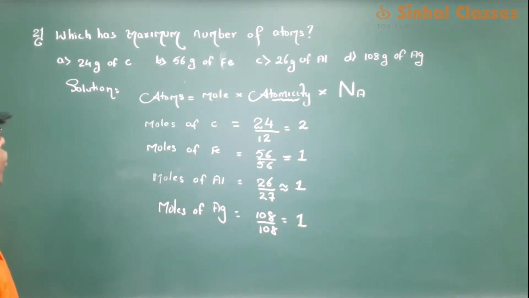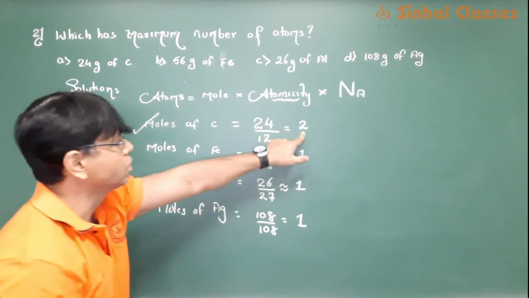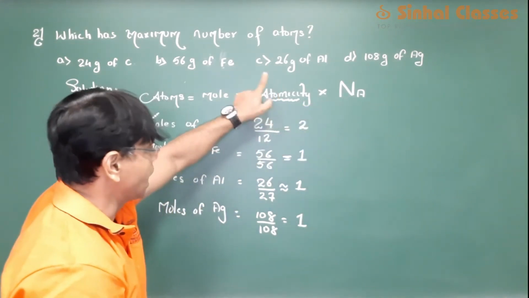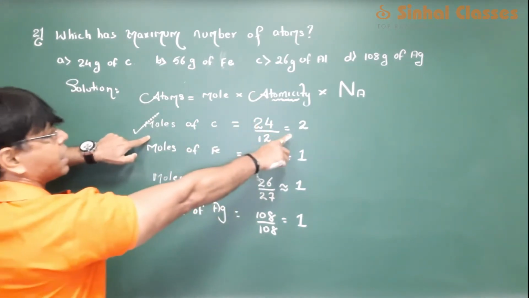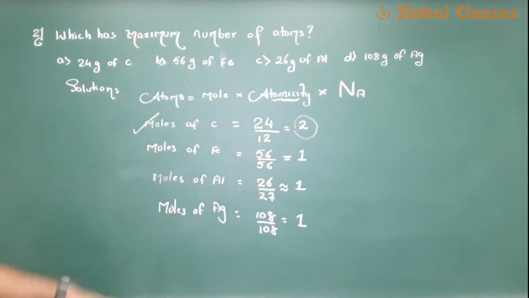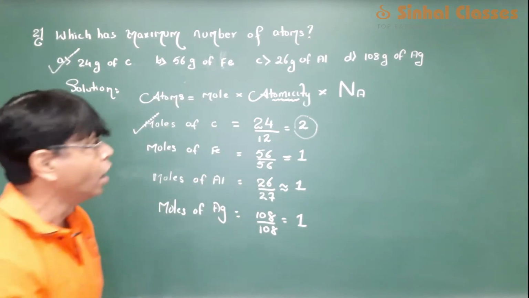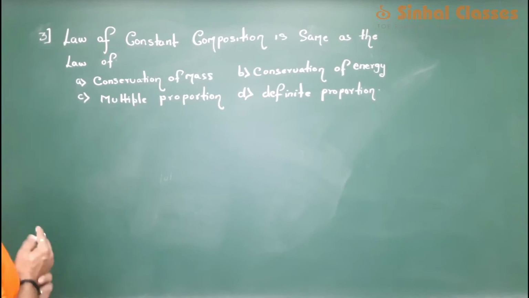So tell me, who has the maximum moles? Carbon, 2 moles, and all of them need to be multiplied by Avogadro's number. Atomicity for all of them will be 1. So the maximum mole present is for carbon, so carbon will have the maximum number of atoms. So your answer is A for question number 2. Let's see the third question.